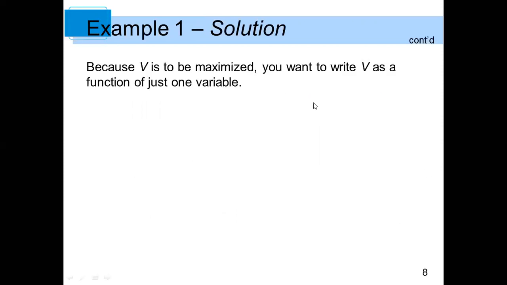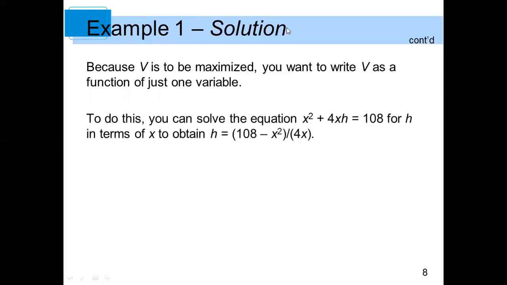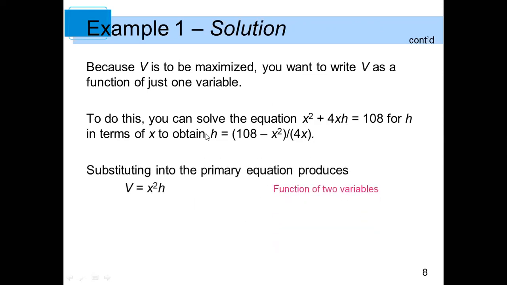Because V is to be maximized, you want to write V as a function of just one variable. To do this, you know the surface area equation, so solve it for either x or h. In this case, it's a lot easier to solve for h because there's just one term with h in it. So subtract x squared, then divide by 4x. So h equals 108 minus x squared all over 4x. Once you have h in terms of x, you can substitute that into the volume formula to get the volume all in terms of x.